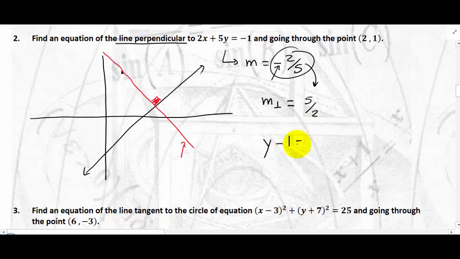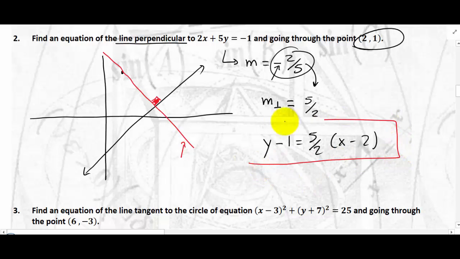Let's just write the equation. y minus 1 equals 5/2 times x minus 2. Okay, 1 and 2 are coming from this point. I told you the point slope form is the most useful, the easiest to use, the most common. All right, please do number 3.